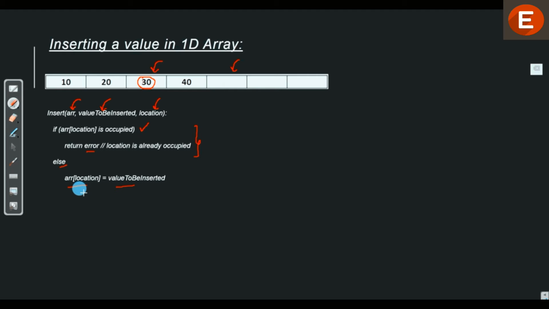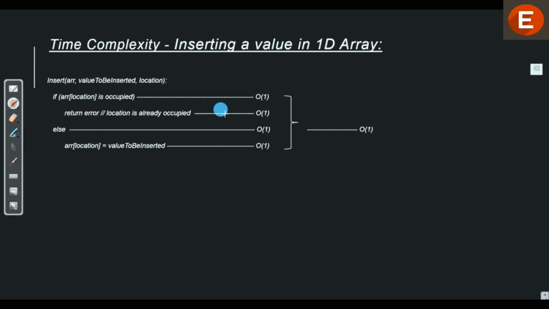Fine. So now that we have understood how to insert a value in 1D array, let's see what is the time complexity involved in this operation. So the time complexity to check if this location is already occupied or not is constant time. Returning an error is a constant time operation. And finally, inserting a value in the specified location is also constant time operation. So when we add all these 4 things over here, we get order of 1. So the time complexity for inserting a value is order 1.